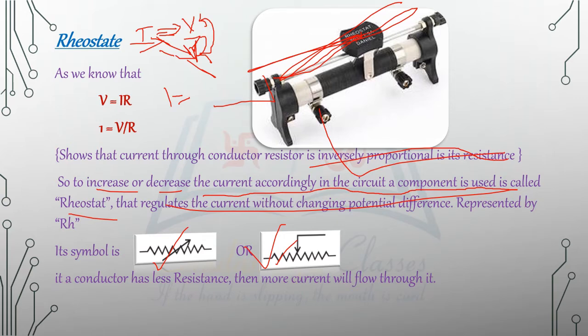If a conductor has less resistance, then more current will flow through it. It has less resistance, so which instrument is it? Low resistance, which tells me ammeter. I told this in the slide at the back.